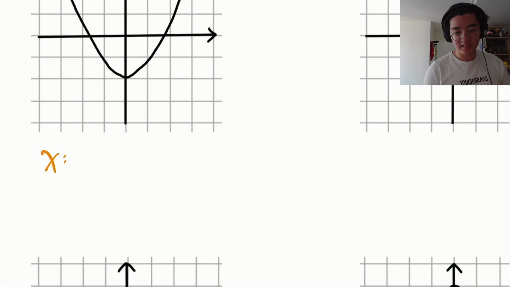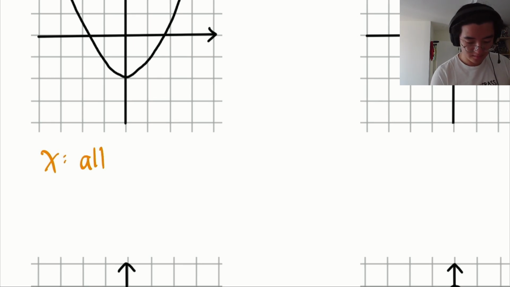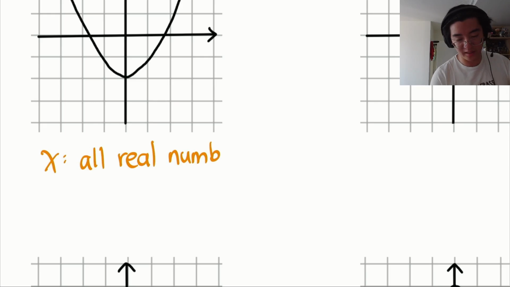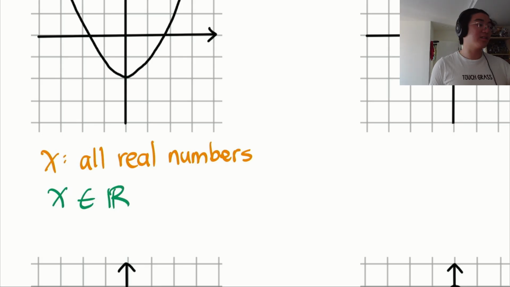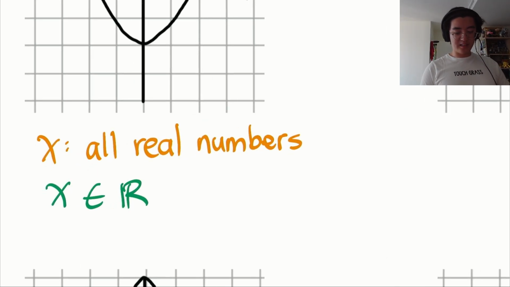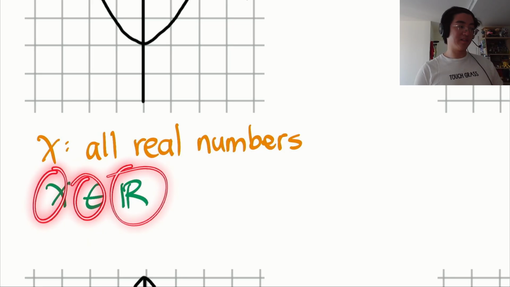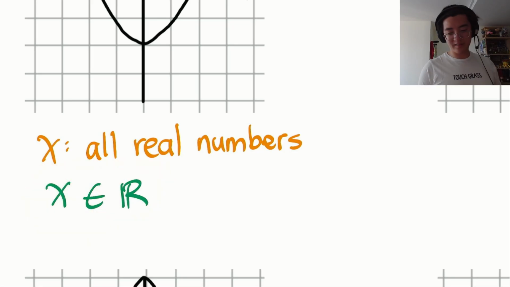So we say x is all real numbers. It's a fancier way of saying it's infinite. Every single number you can think of. If you want, you can write it like this. This is the proper set notation for all real numbers. This symbol here means includes. So x includes all real numbers. Again, that's the symbol we use for real numbers.